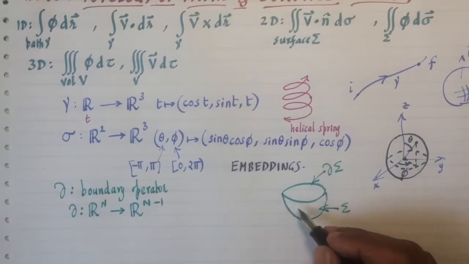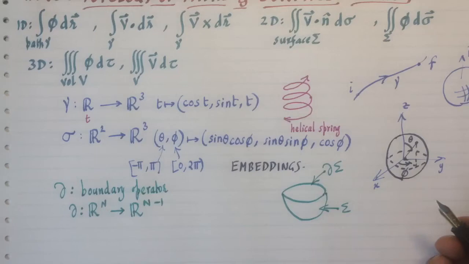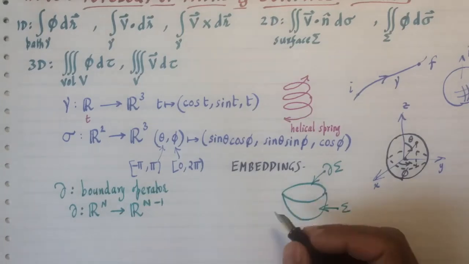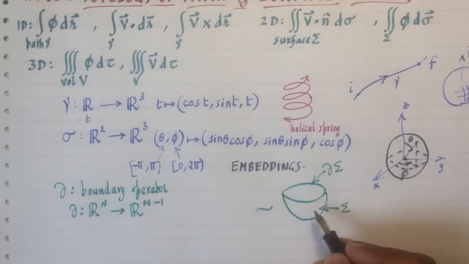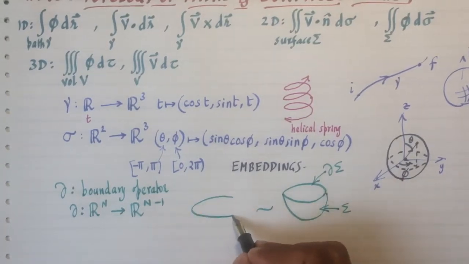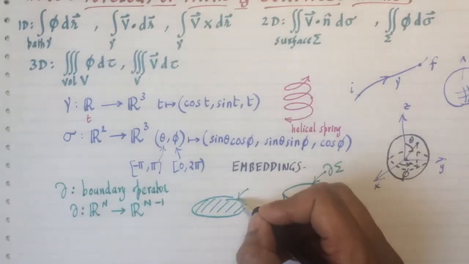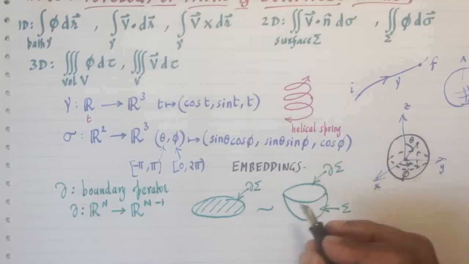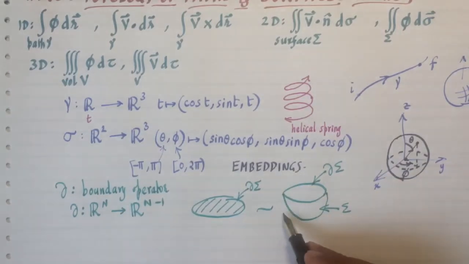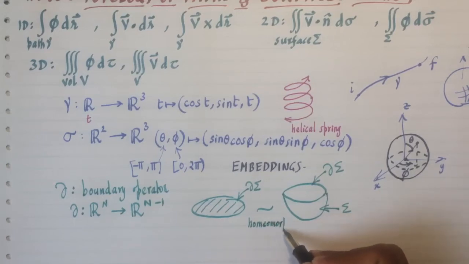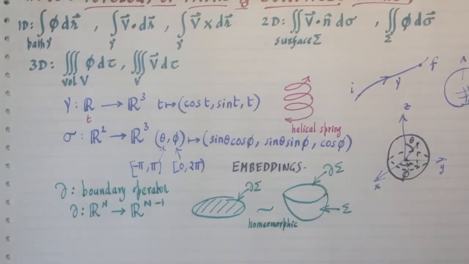Now, you may not believe that a hemisphere is a disk, but topologically speaking it is. What you do is you start squishing the hemispherical part and make it into a disk. So the two things are the same. Okay, the squiggly sign is sometimes called homeomorphic. Homeomorphic means they have the same shape.